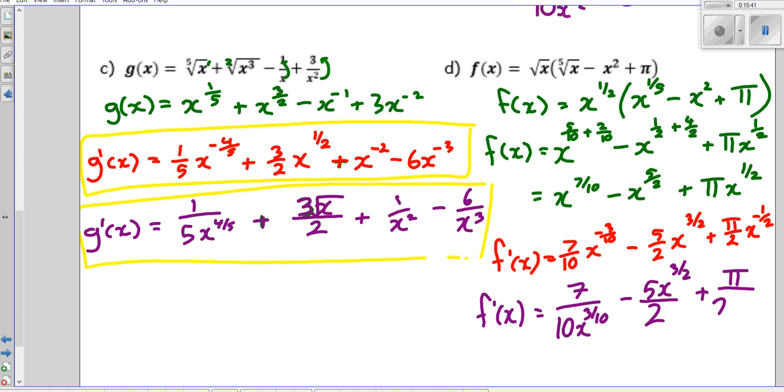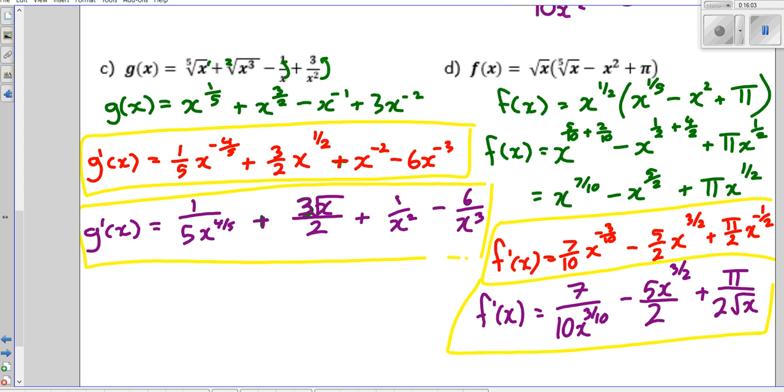The x to the half is like square root of x, so you could write 2 root x as well. I'm just showing you alternative ways of expressing it. So fine if you want to write pi over 2x to the positive half, that's the same thing. Here's one answer, and here's an alternative answer that you could be asked to turn it into. I'm in the habit of making them positive indices, but that's why it's good to practice.